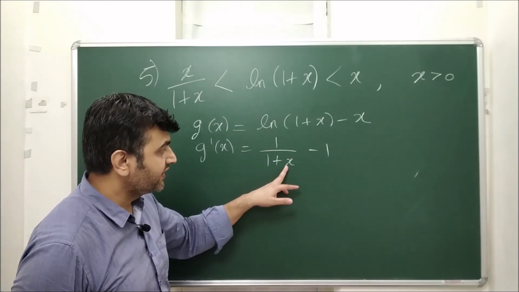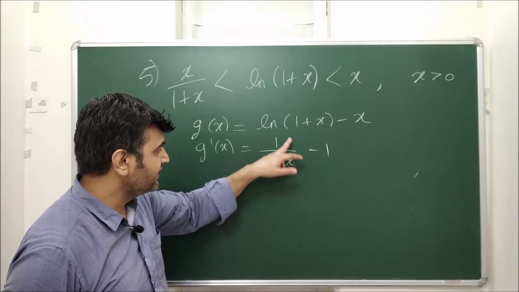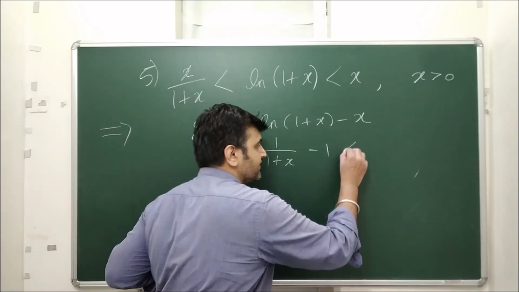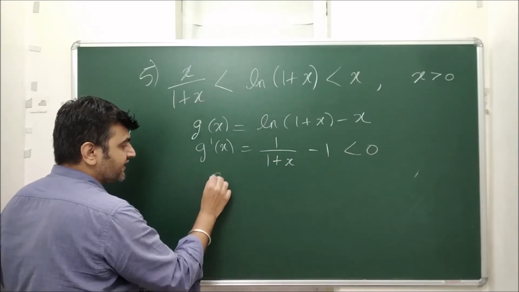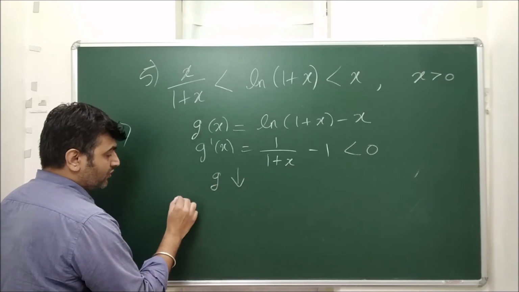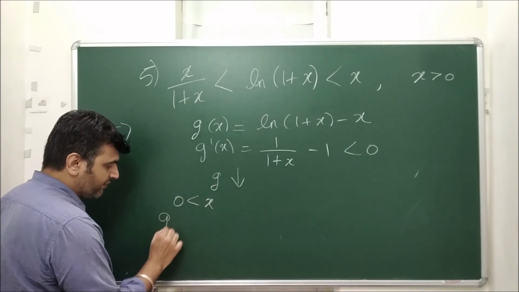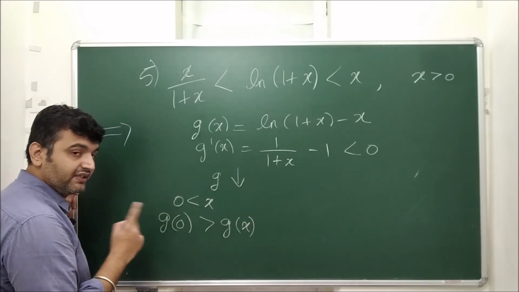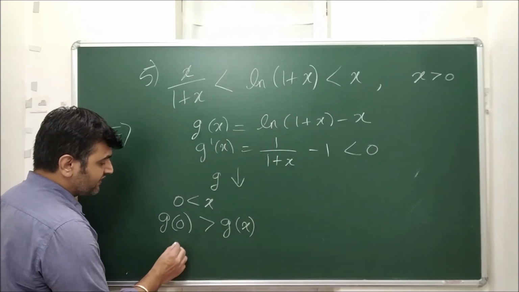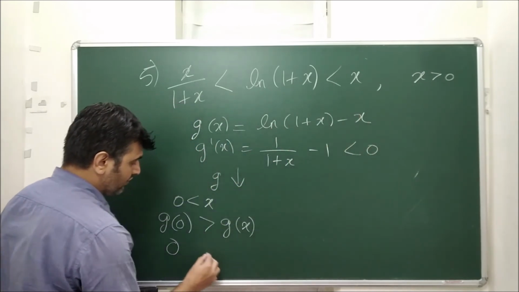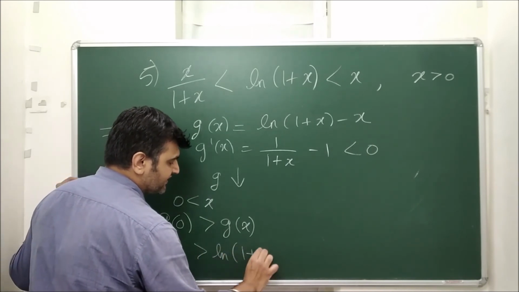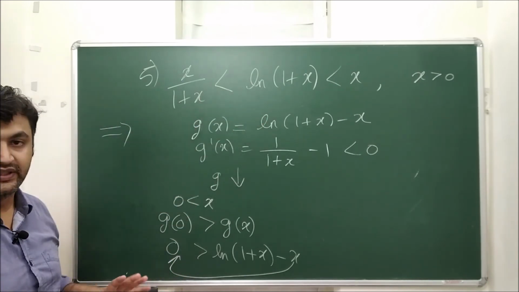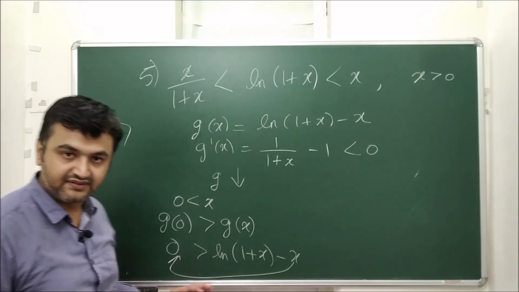Now here your x is strictly greater than 0. So this quantity is less than 1 because the denominator is bigger than numerator. So this is less than 1. So this is negative. As g dash is negative, so g is decreasing. So now as your 0 is less than x, so when I apply the g function, inequality will reverse. For decreasing function, inequality reverses. What is g of 0? It is 0 because ln of 1 is 0. So 0 greater than ln of 1 plus x minus x. You bring the x over here, you get the right inequality. So you combine 1 and 2 inequality, you get the answer.